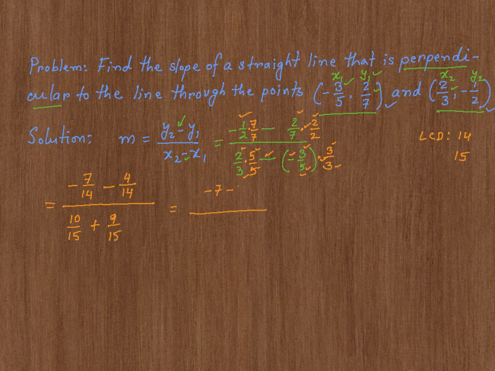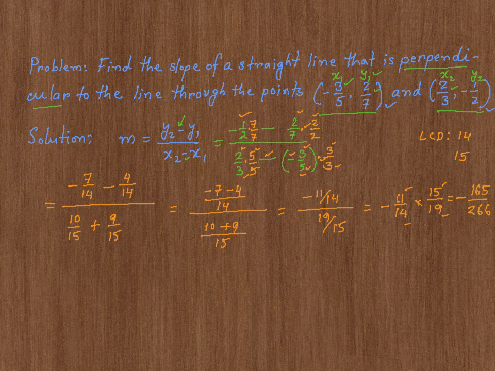Negative 7 minus 4 over 14, divided by 10 plus 9 over 15, which is going to give me in the numerator negative 11/14 divided by 19/15, which is going to be, by the way, negative 11/14 times 15/19. As it turns out, nothing cancels out here, so we just have to multiply the numerators and multiply the denominators.